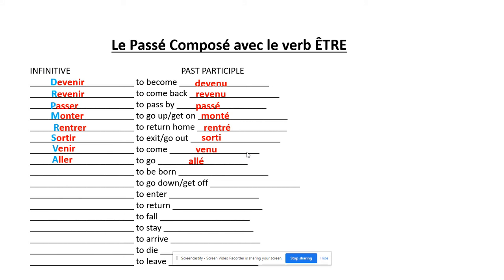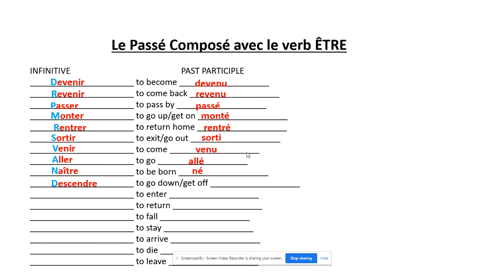To be born is naître, okay? You've already learned this past participle in Unit 1 when we learned I was born on April 2nd, or I was born in Plattsburgh. Né is our past participle for this one. Okay, so far we have 4 rebels and there's only one more. Okay, to go down or to get off, again, we learned this verb when we learned about the metro system.